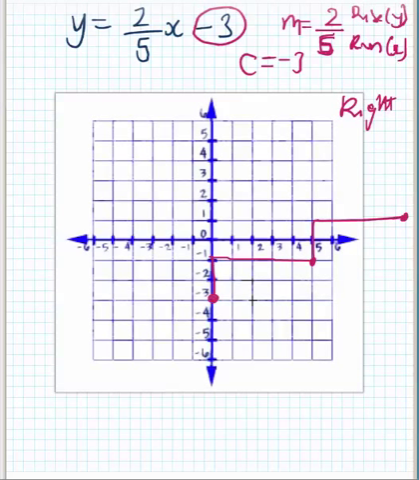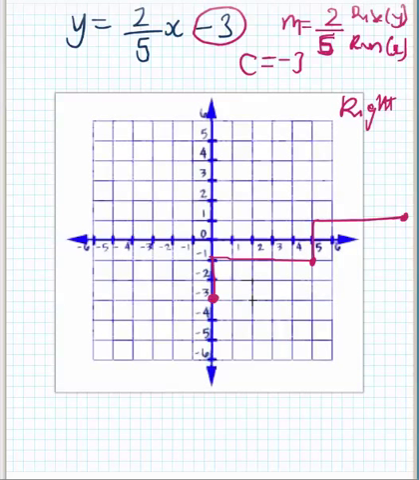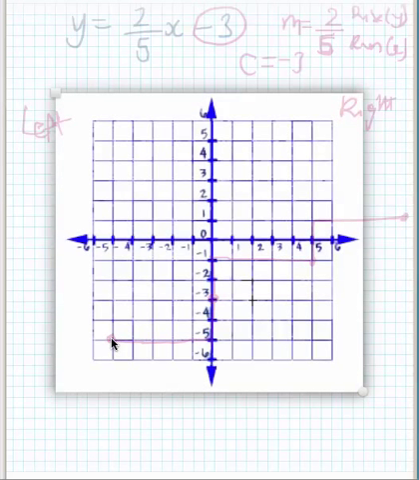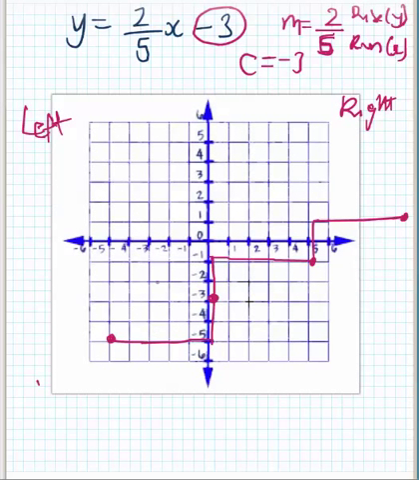So instead of going up 2 units, we now go down 2 units. So 1, 2. And instead of moving to the right for our run, we move to the left 5 units. So 1, 2, 3, 4, 5. And there's my next point. And we can keep doing this. Down 2 units.